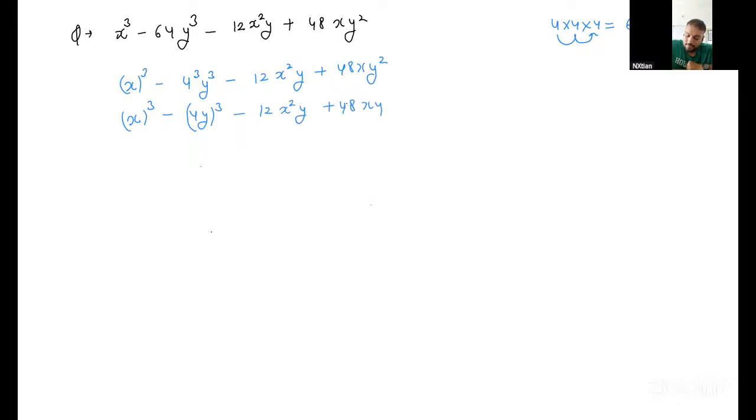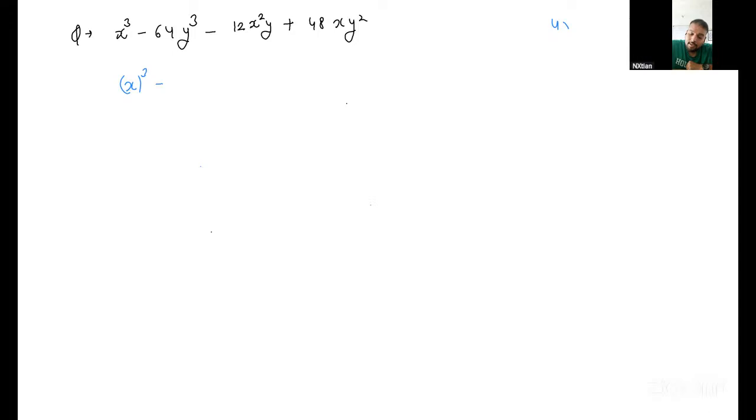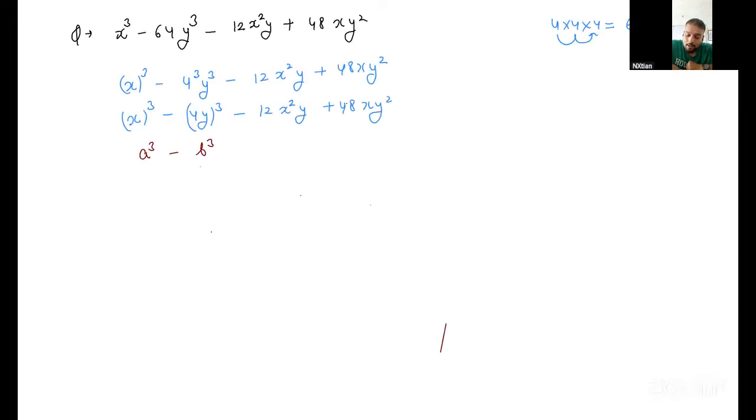Now listen, guys. If I compare with the identity, it is looking like A cube minus B cube minus 3A square B plus 3B square A. No, first what we will do, we will not write the identity. Okay, we will write it.